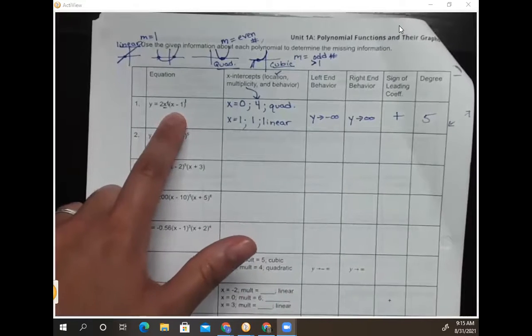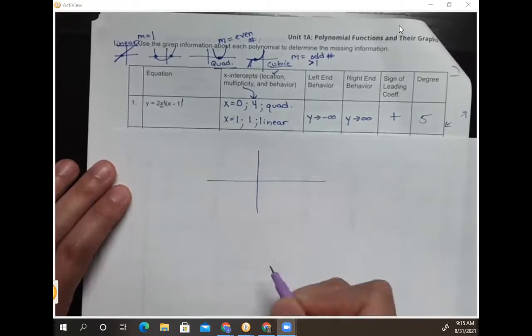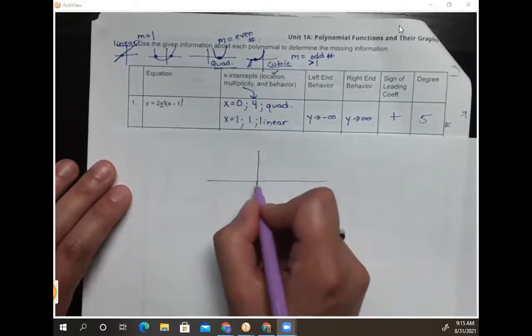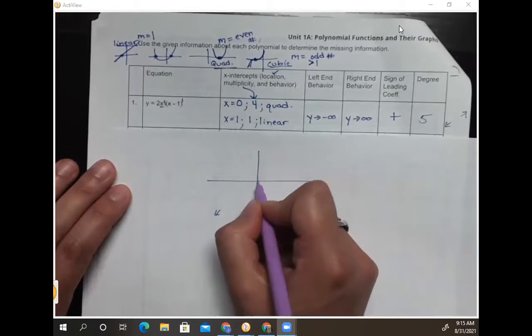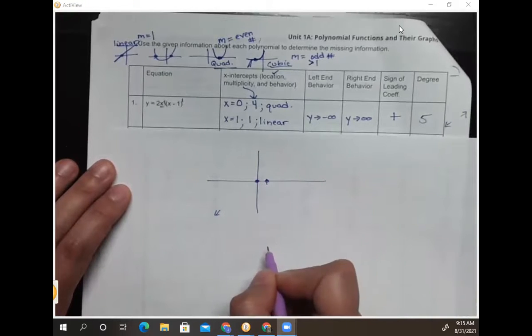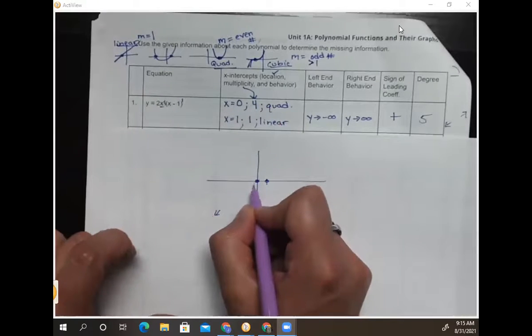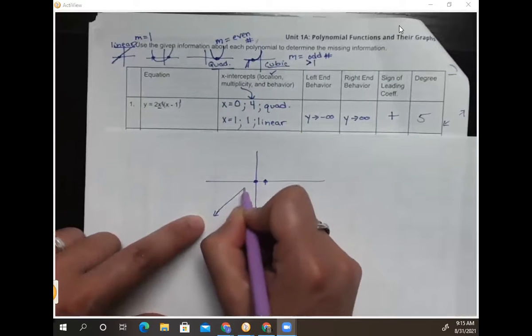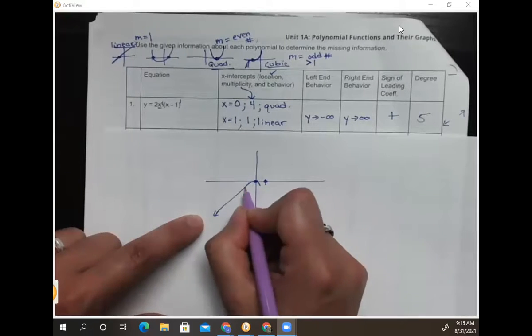So without graphing this in my calculator, I want to talk about this just for the first one. Without graphing this in my calculator, here's what I can say. I know this end's going to go down. I know I have an x-intercept at 0 and at +1. I know the x-intercept at 0 has quadratic behavior. Since I'm coming from this direction, my quadratic behavior's got to look like that. So it's going to be sort of below.